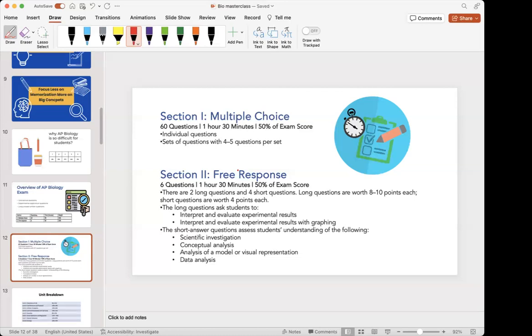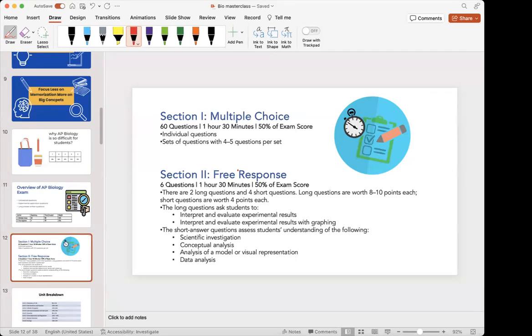The short answer questions are going to be 4 points each. So they're going to tackle maybe a little bit of smaller concepts and ask you pretty straightforward questions for those. And the long answer questions, students are expected to interpret and evaluate experimental results, and then also be able to do graphing and things like that.